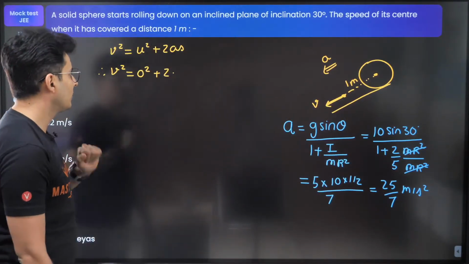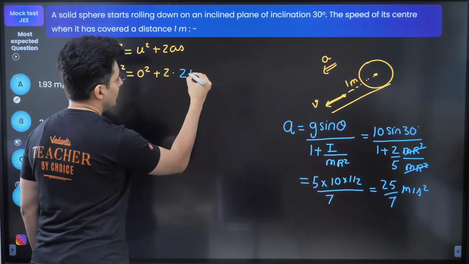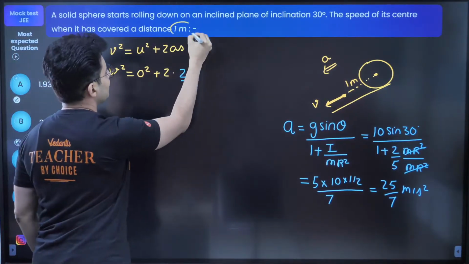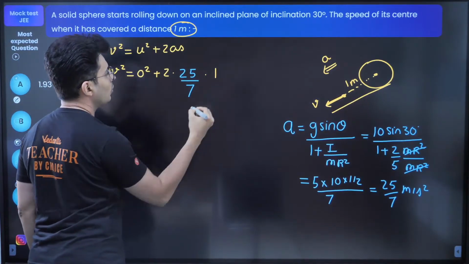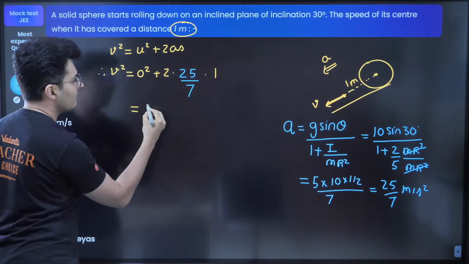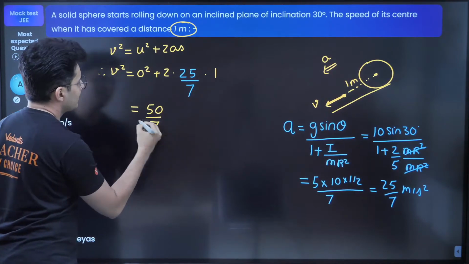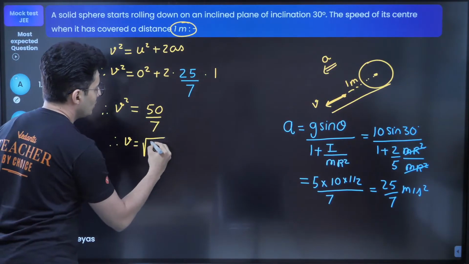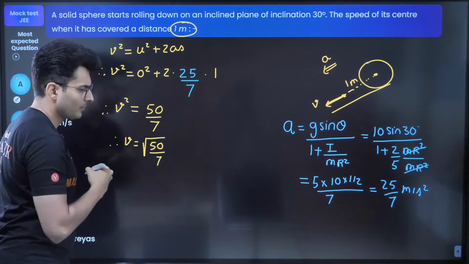Use that acceleration over here, which is 25 by 7. Last part is the distance. The distance traveled is 1 meter, so into 1. That's it. Job is done. So 25 into 2 is 50. So 50 by 7 is v square. Therefore, speed is nothing but root of 50 by 7.